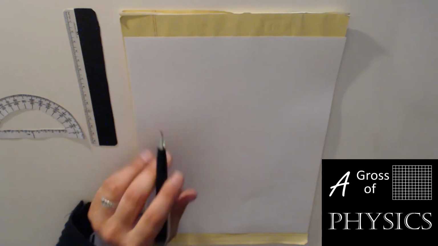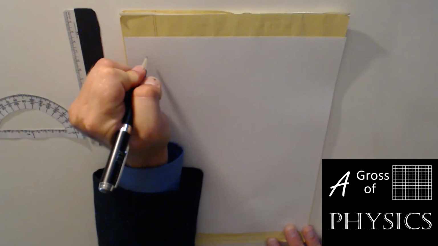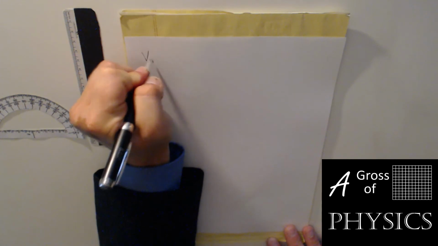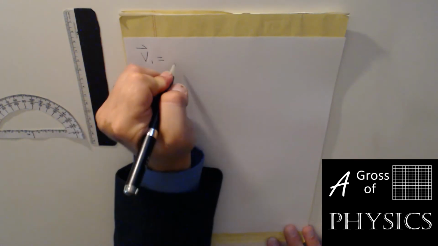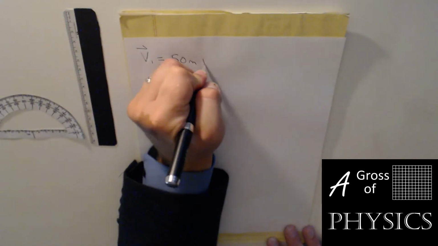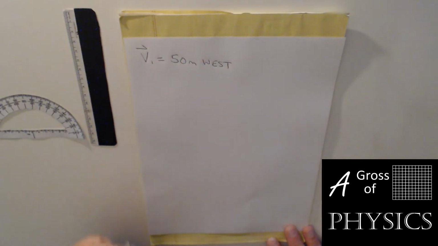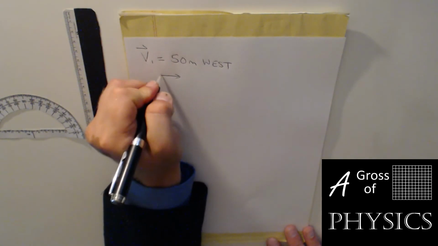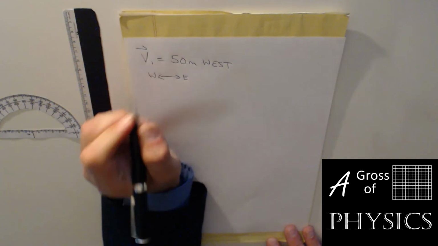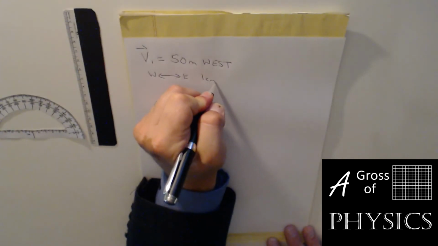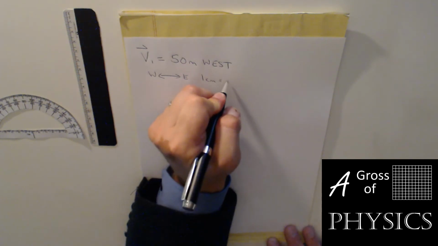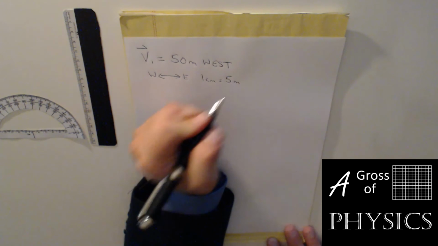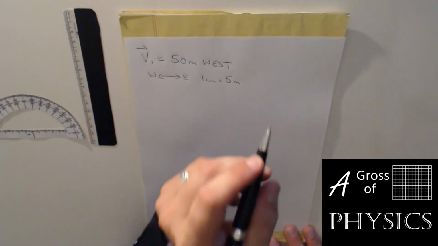So when we're drawing vector problems, what we want to do is start with the vector. And I have vector 1, I'm going to call it V1, and that's going to equal 50 meters west. And what we're going to do is define our reference axis, which in this case would be east and west. I'll set a scale: 1 centimeter equals, I'll just do 5 meters. And if I need to convert, I could do that conversion.